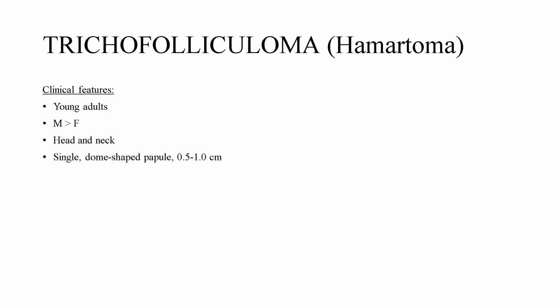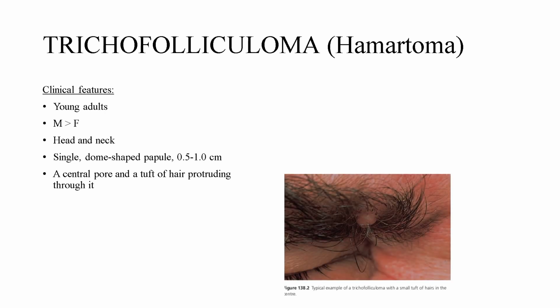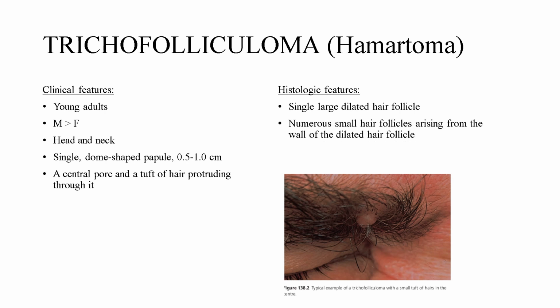It presents as a single dome-shaped papule, and there is a central pore, and there is a tuft of hair projecting from that central pore, right? So this is what it looks like clinically. Coming to the histology, you find a single large hair follicle, and there are a lot of small hair follicles arising from the wall of the parent follicle, and there are a lot of hairs protruding from that, and this is described as a parent and baby appearance.